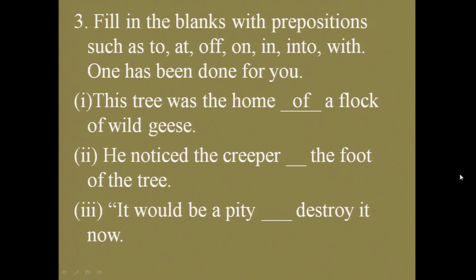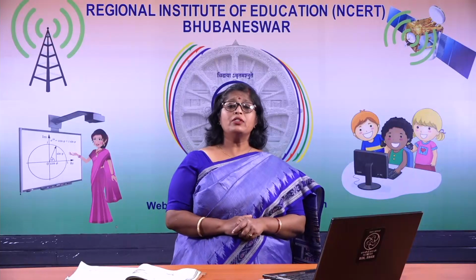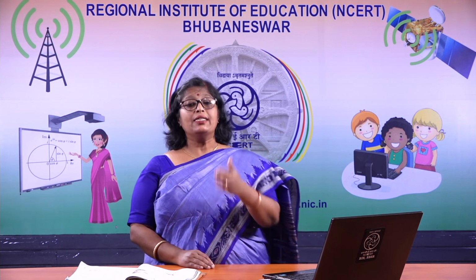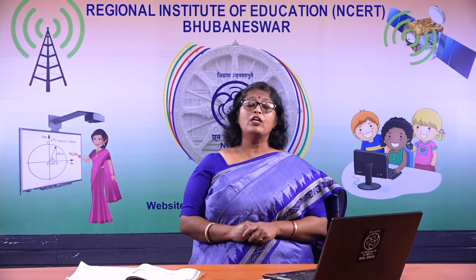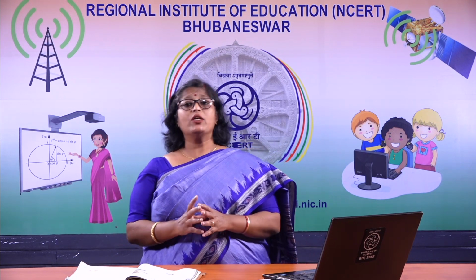See the first one. First one has been done for you. This tree was the home of a flock of wild geese. Before doing this question, I would advise you all to go through the story once again. Try to locate all those words which are describing the relation between two things. For example, some of these sentences have been taken from the story. This tree was the home of a flock of wild geese.